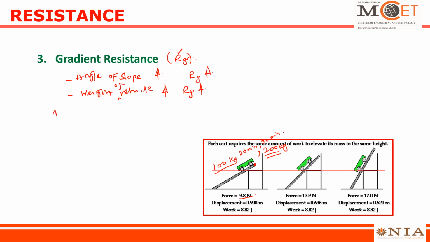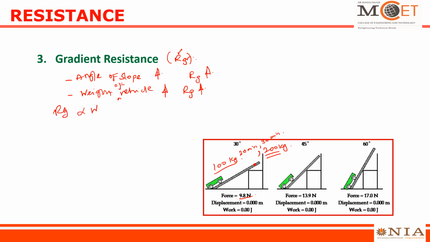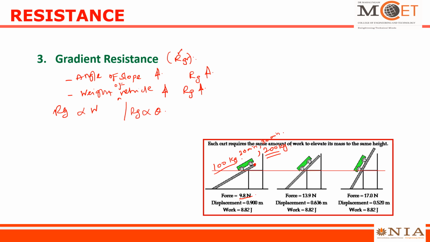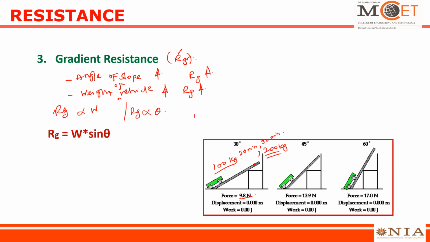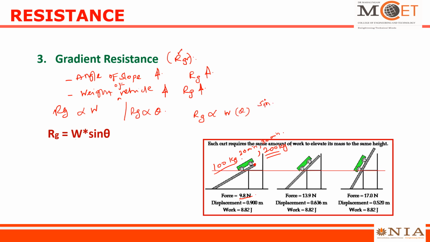The gradient resistance Rg will be directly proportional to weight of the vehicle, and also Rg is directly proportional to angle of slope. So we can say Rg is equal to W into sin theta, because Rg is directly proportional to W and theta, we mark sin because it has to move in vertical direction. So vertical direction we can mark as sin theta.